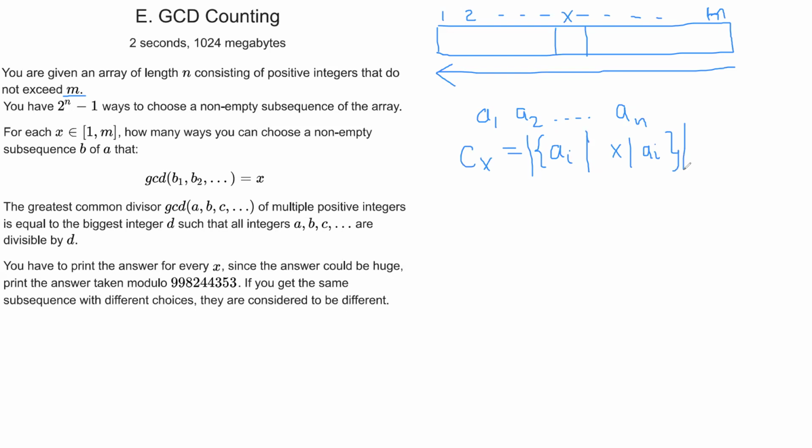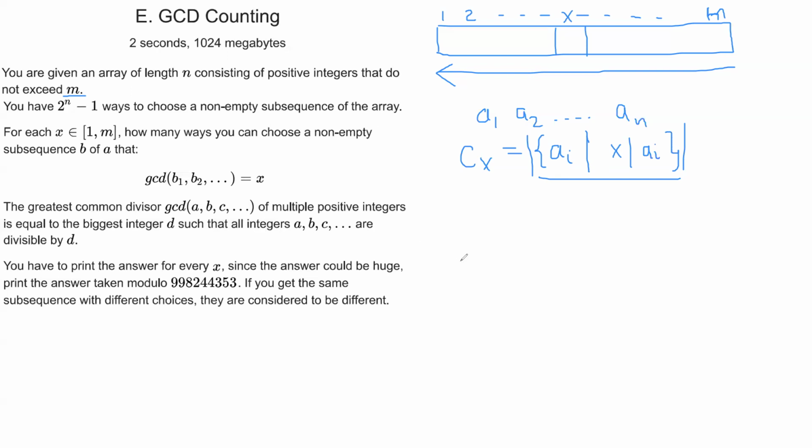So it's just how many numbers are here. Okay, we counted all of that. So then, how many subsequences are there? We can get any non-empty subset of this set. Any non-empty subset of this set will have GCD that is divisible by x, not equal to x, but divisible by x.